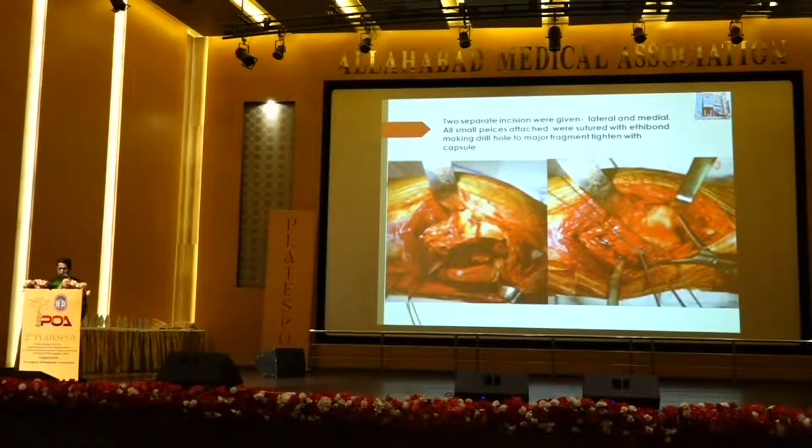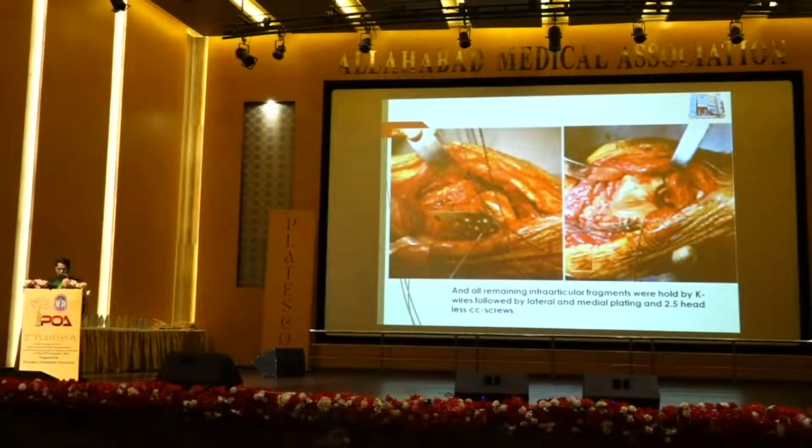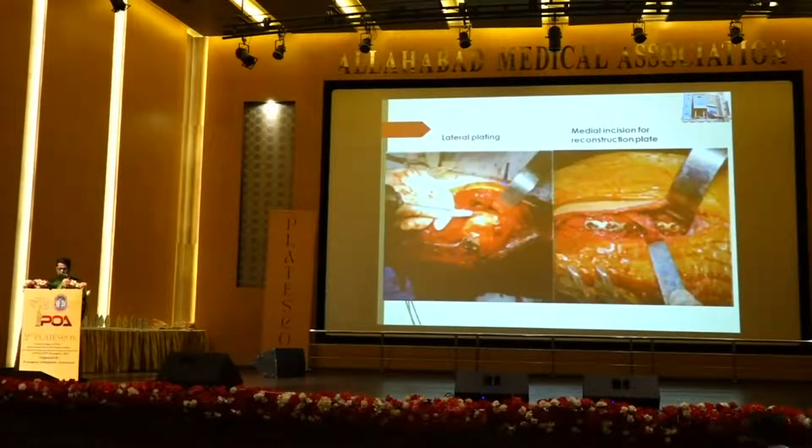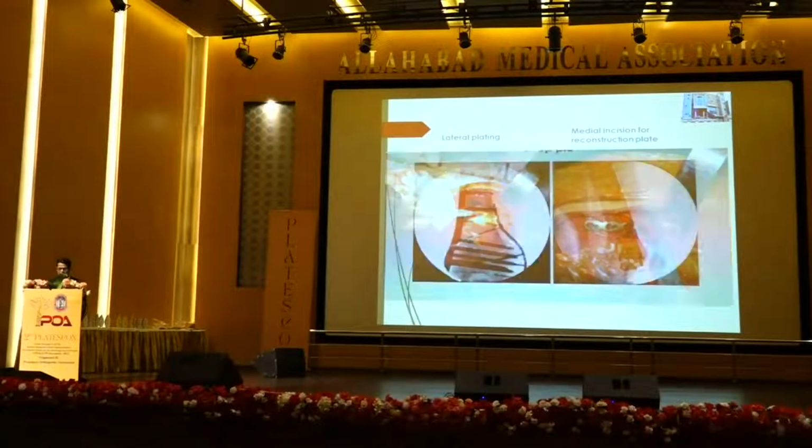All the small pieces were attached with Ethibond suture, making cleat holes to the major fragment, tightened with the capsule. All the remaining intra-articular fragments were held by K-wires, followed by lateral and medial plating and 2.5 headless screws. This is the lateral plating, and this is the medial incision for the reconstruction plate.